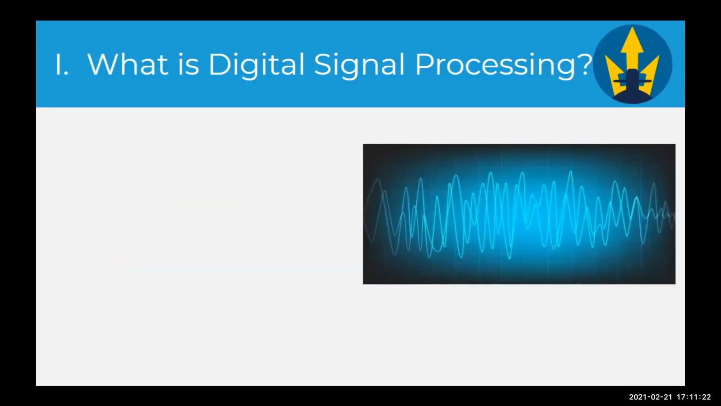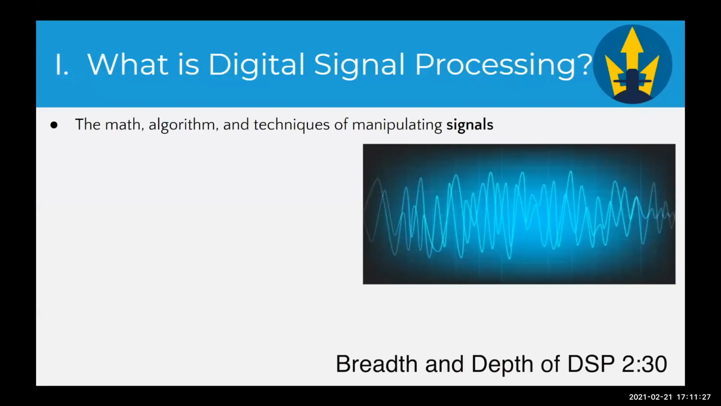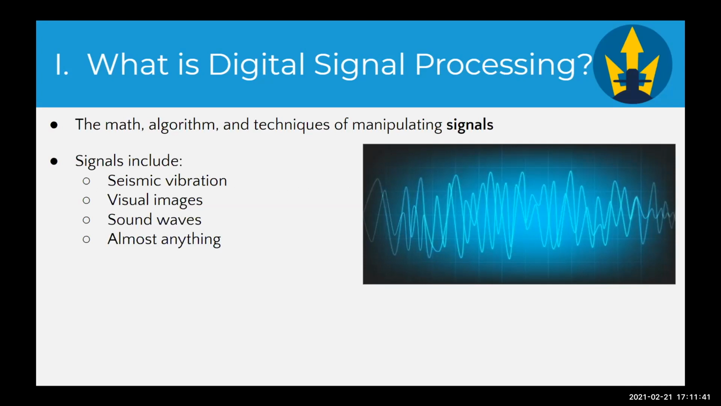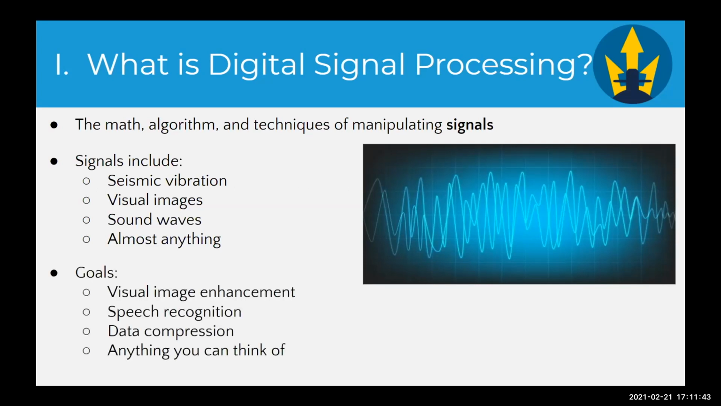So what is digital signal processing? Digital signal processing is the math, algorithm, and techniques of manipulating signals. Signals can be pretty much any process you can think of, including things like seismic vibration, visual images, and sound waves, for example. Applications of DSP are endless, and some goals for it include visual image enhancement, speech recognition, and data compression, for example. In the next few slides, you'll see a little bit about what is possible with DSP, and really the applications for it are pretty much limitless.